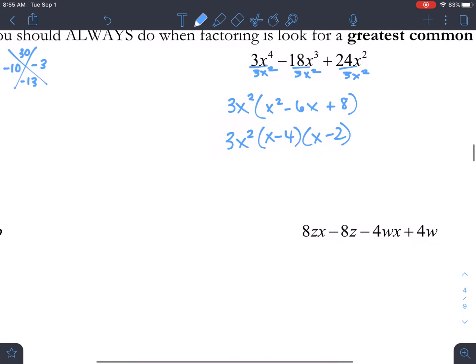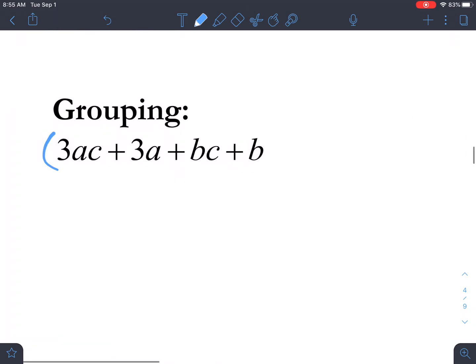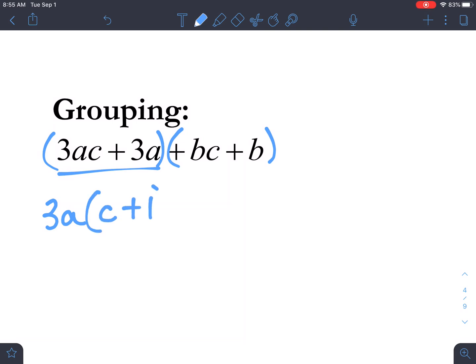All right, let's move on to what if we have 4 terms? 4 terms, we're going to use grouping. Grouping is when we make 2 groups and we're going to look for the GCF in each group. So this first group, my GCF would be 3a. And what do I have left? I have c plus 1. I should put a symbol here, either plus or minus, whatever is here, so I'm just going to put a plus sign. And my GCF for my second group is b, and so I also have c plus 1.